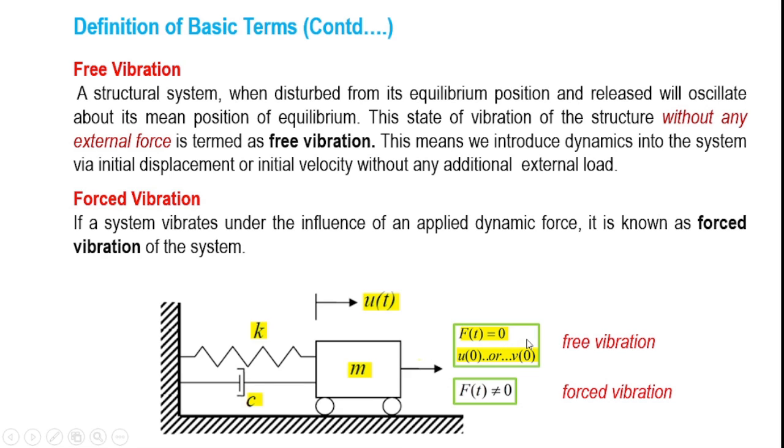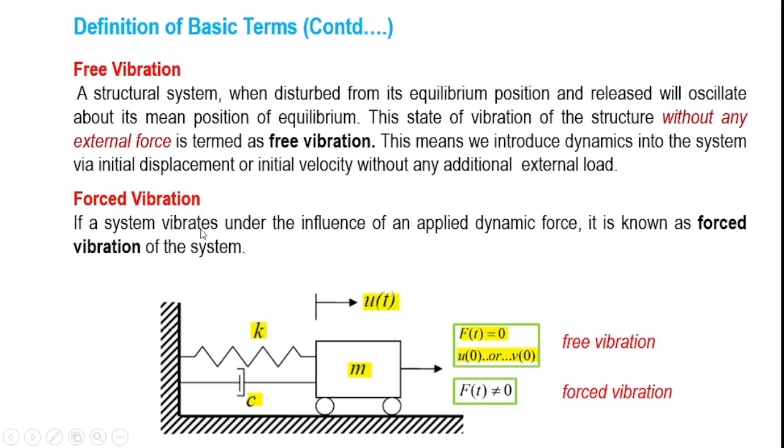That means no external load during vibration, no external load responsible for free vibration. Then what is required for the free vibration? We need to impose some initial displacement u0 or some initial velocity v0 or both, that is u0 as well as v0 both. Now on the contrary, we have a forced vibration. So now you must be able to know what is a forced vibration.